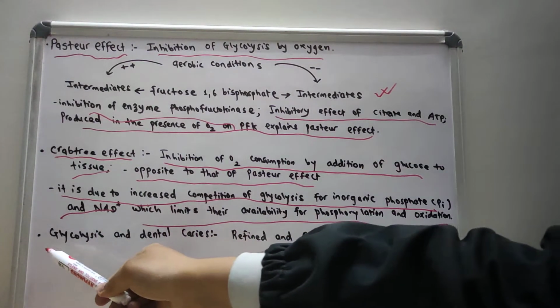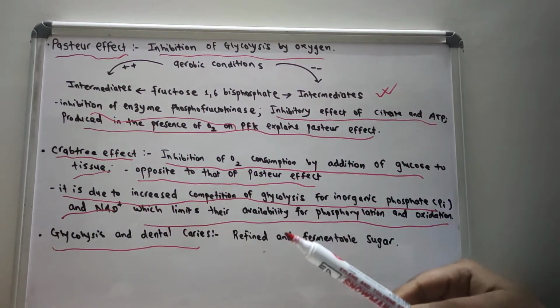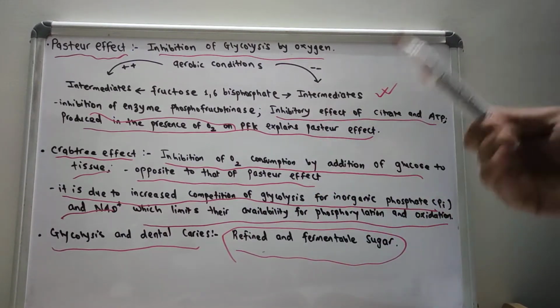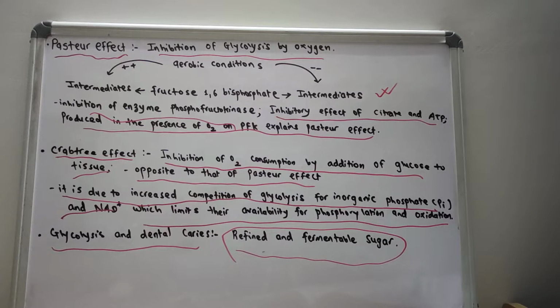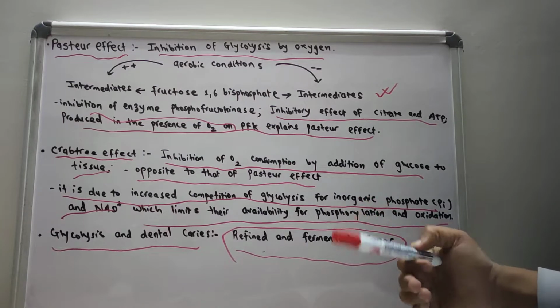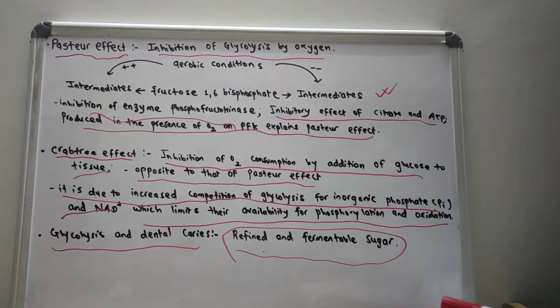Now let us discuss glycolysis and dental caries. Mainly the refined and fermentable sugars contribute to dental caries in our teeth. Dental caries refers to the destruction or decalcification of the hard teeth due to organic acid released by bacterial infection. The anaerobic bacteria, for example Streptococcus mutans and Lactobacillus, that colonize the oral cavity contribute to the development of dental caries. These anaerobic bacteria grow optimally on refined and fermentable sugar, for example sucrose of chocolates and candies, by utilizing anaerobic glycolysis.